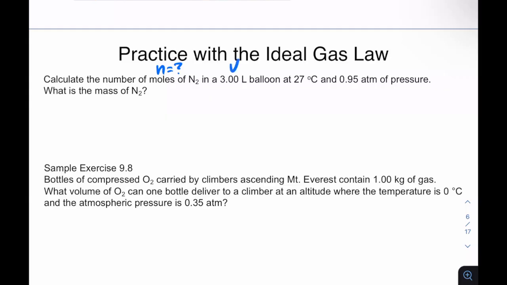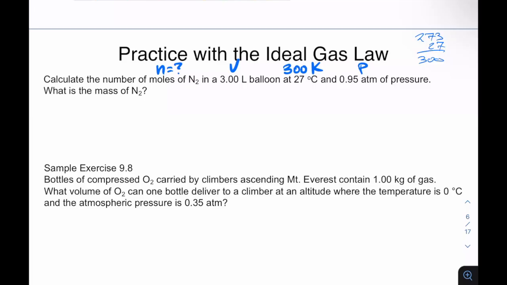Our volume is 3 liters. What's our temperature in Kelvin? 273 plus 27 is 300. You got to make sure, probably the single most prevalent mistake that students make when they're working a gas law problem like this is they're given the data in Celsius and they don't convert it to Kelvin. All right, and then here we have our pressure. We've got everything that we need.